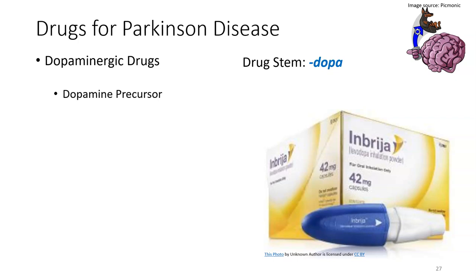A dopamine precursor, it's a dopaminergic, so it also has the drug stem of dopa, is levodopa. Inbrija, this is actually an inhaled powder. So it's kind of like when I talked about dry powder inhalers with the respiratory drugs in chapter 6. This is a similar device because it's rapid absorption into the body, but it also comes in a pill form. Sometimes it's just referred to as a dopaminergic drug, not as a precursor, but it does metabolize into active dopamine.